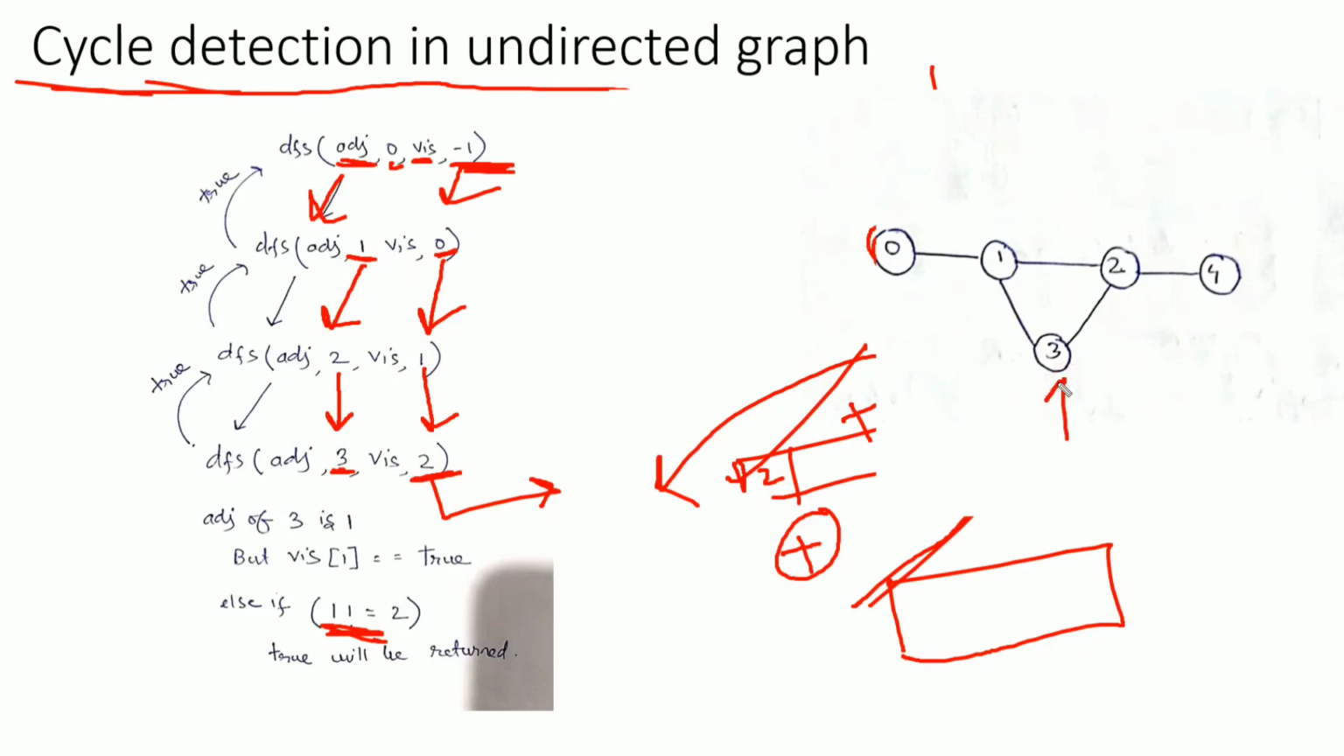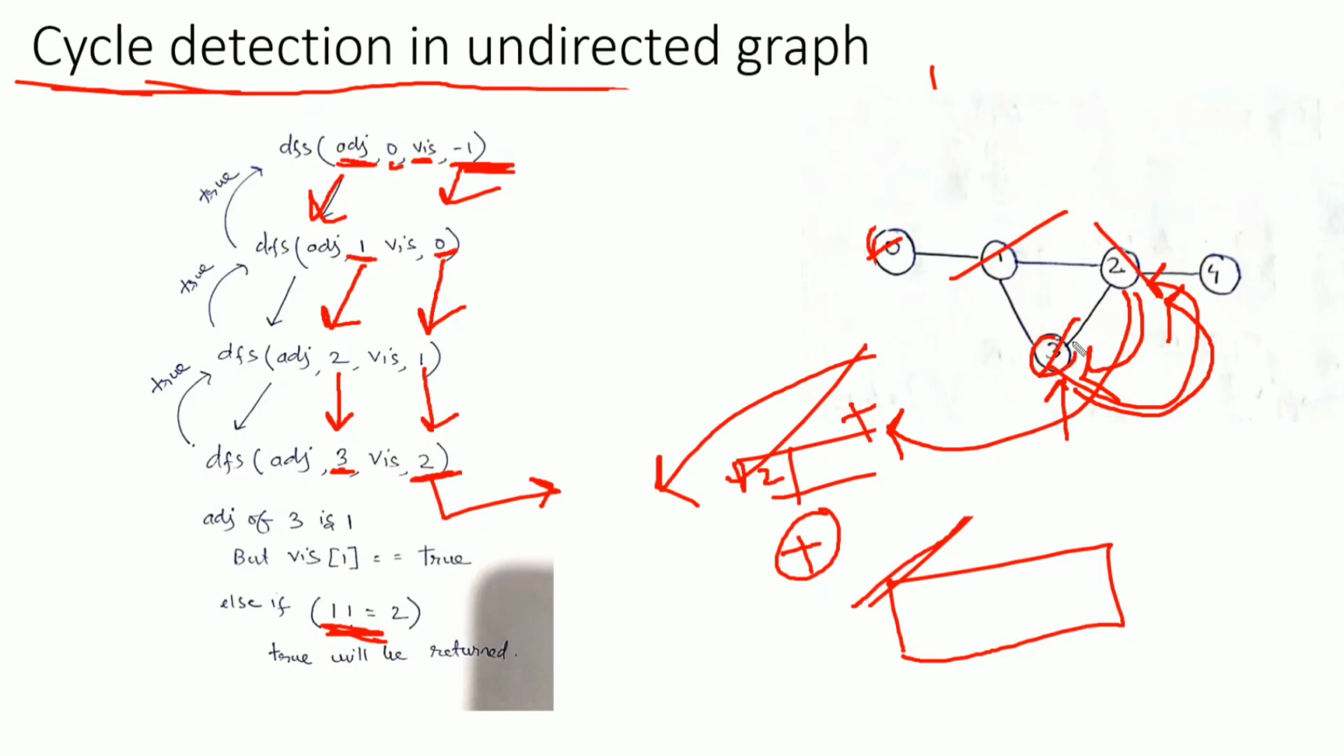Suppose we are in vertex 3, we have visited 0, we have visited 1, 2, and now we are in vertex 3. Now it is possible that from vertex 3 we again return back to vertex 2. But this is not a deciding case for whether there is a cycle, because vertex 2 is already visited, plus vertex 2 is a parent of vertex 3. So we are moving back to vertex 2, which is the parent of vertex 3. This is not indicating that there is a cycle.